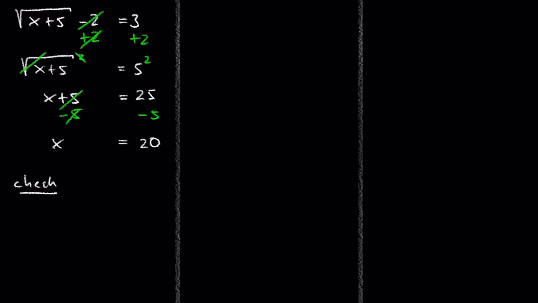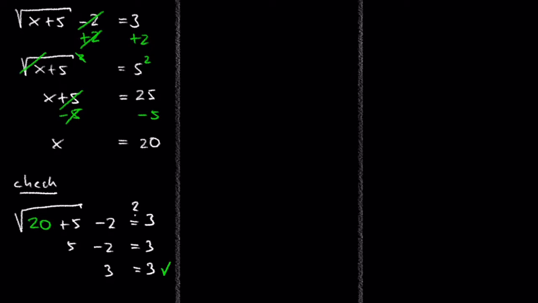So let's plug in the 20 for x. The square root of 20 plus 5 minus 2 equals 3. 20 plus 5 is 25, and the square root of 25 is 5. 5 minus 2 is 3, and 3 equals 3 is true. So the solution 20 fits in our original equation.